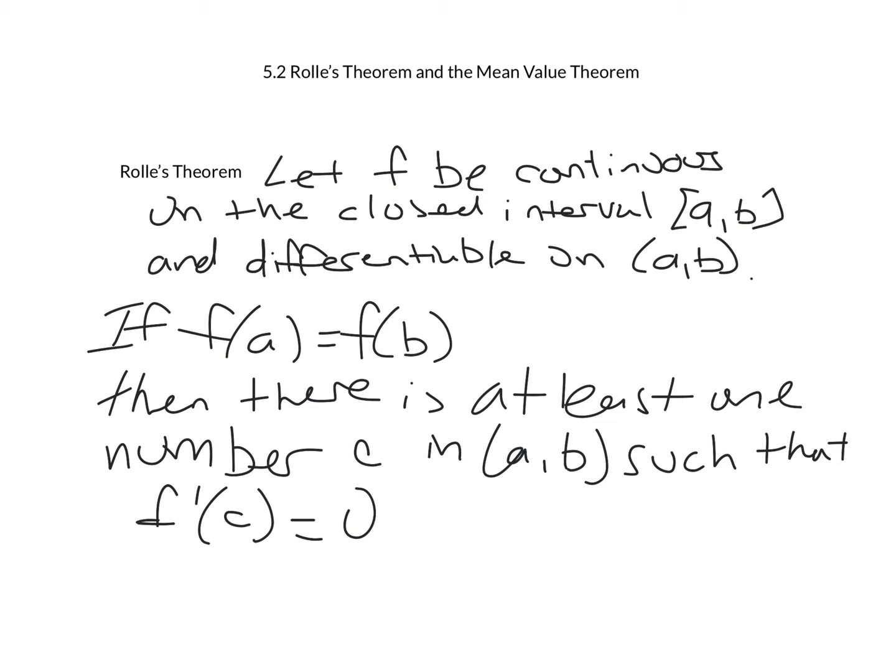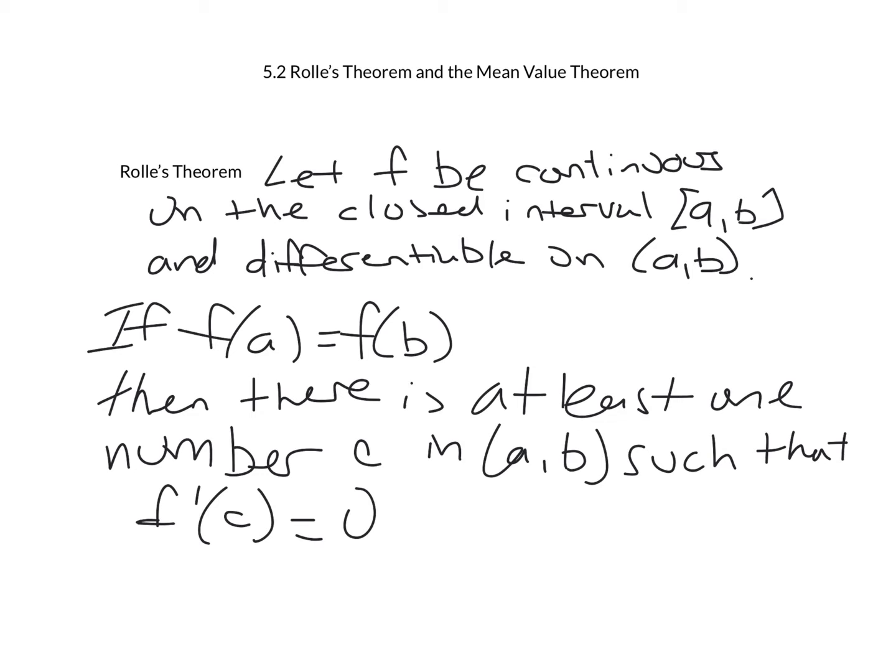Alright, 5.2, Rolle's theorem and the mean value theorem. We're going to start with Rolle's theorem. Rolle's theorem states, let f be continuous on the closed interval a comma b and differentiable on the open interval a comma b. If f of a is equal to f of b, then there is at least one number c in the open interval a comma b such that the derivative of f at c is equal to 0.